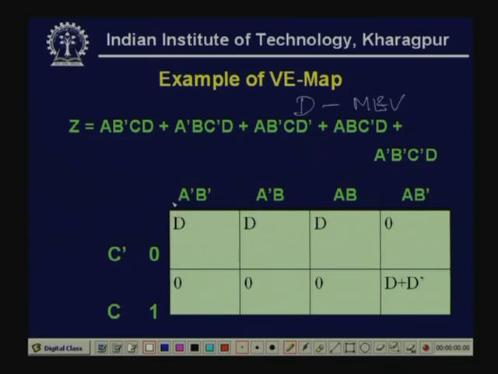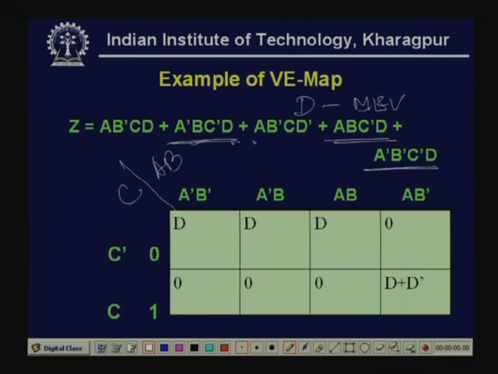Then again, if we take A, B and C, for A dash B dash C dash it is D. Similarly, if I take A dash B C dash, it is D. This is A B C dash D, so for A B C dash, if D is true, then the output is D.